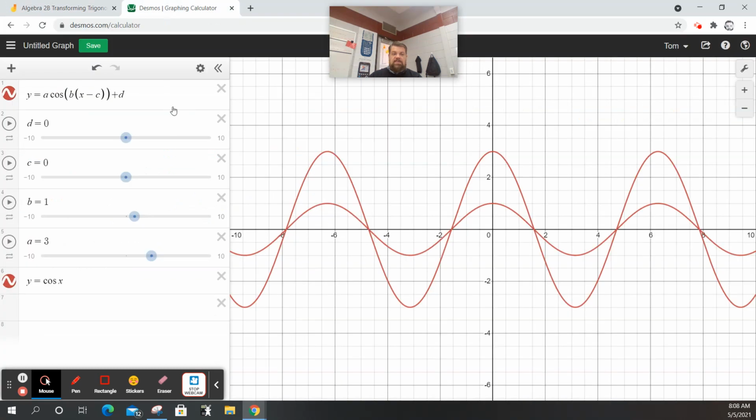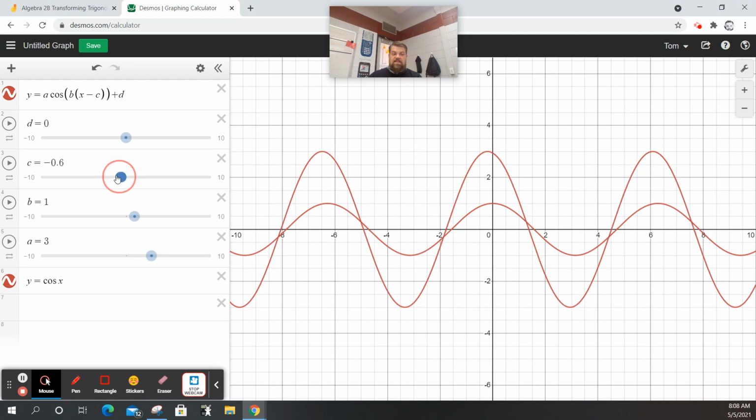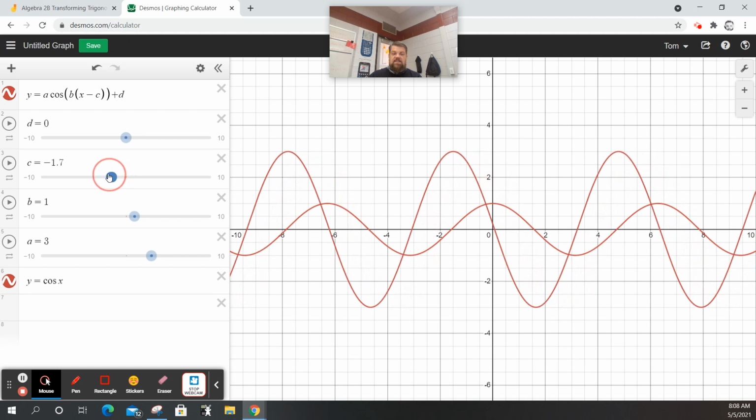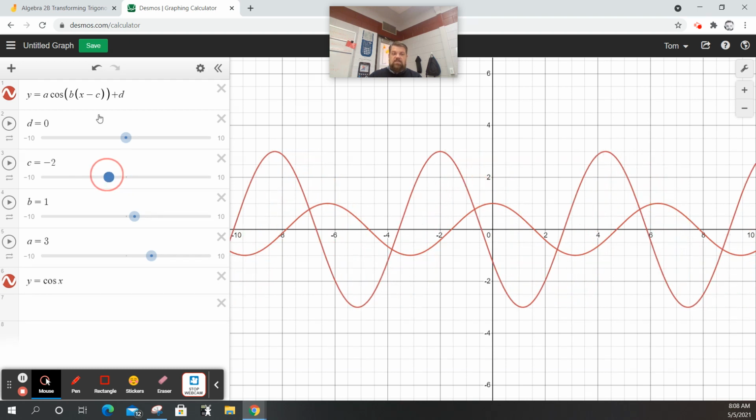C goes to positive 2. But now this is an interesting thing. In order to make it a positive 2, I have to make c a negative 2, because the formula has a negative. What that does is slide it to the left 2. So in order for me to get x plus 2, I have to think x minus minus 2, and that shifted it to the left 2 units. That's why we go the opposite direction.